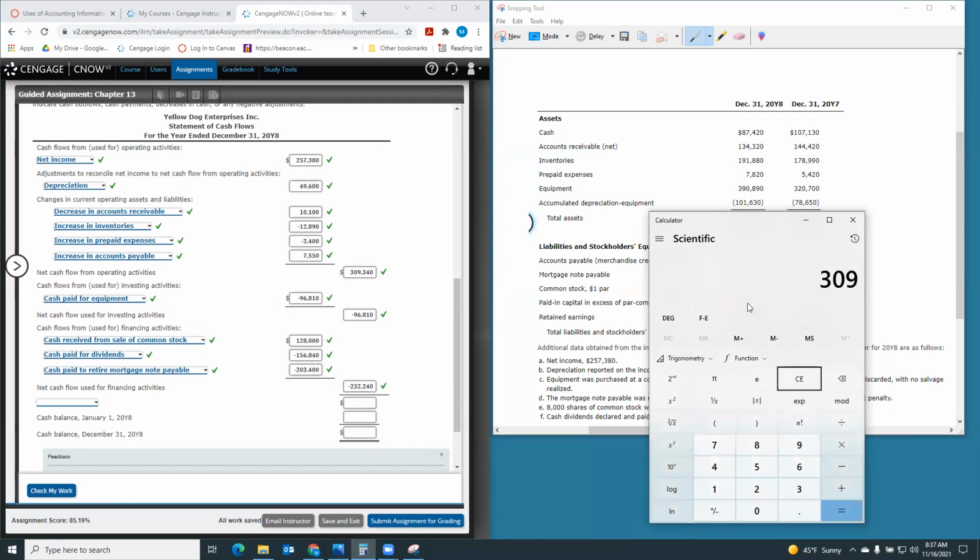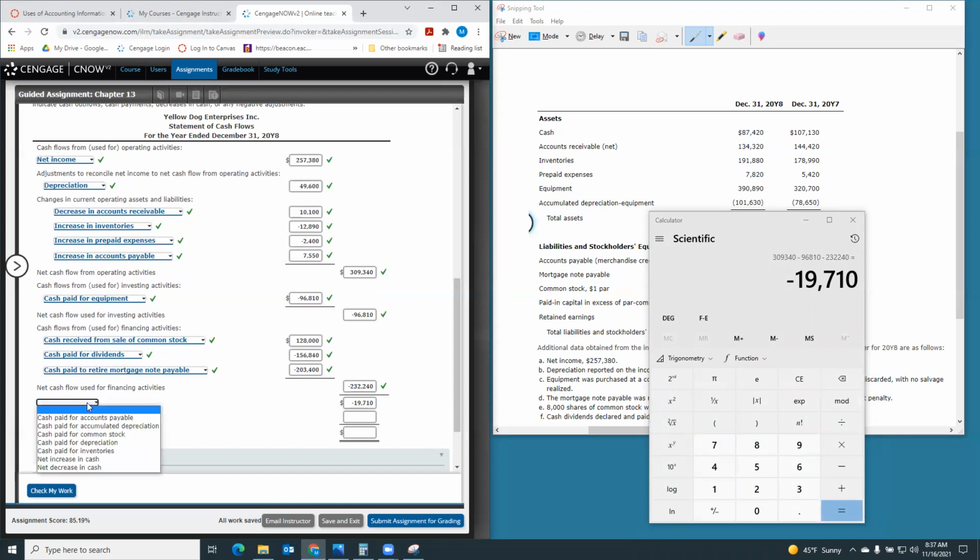So 309,340 minus 96,810 minus 232,240. So we can see I used $19,710 more cash than I brought in. We'll say net decrease in cash.